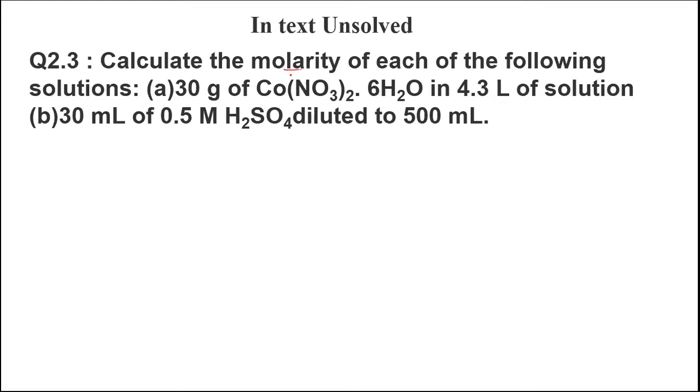Calculate the molarity of each of the following solution. A part is 30 gram of Co(NO3)2·6H2O in 4.3 liter of solution, and B part is 30 ml of 0.5 molar H2SO4 diluted to 500 ml. We start solving the question one by one.